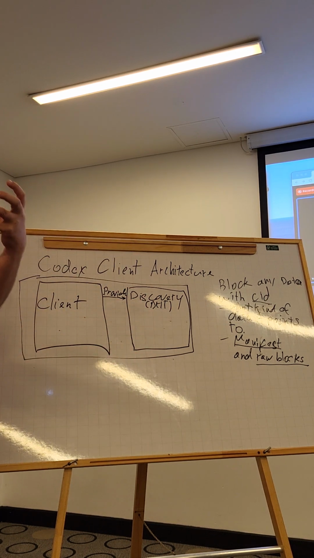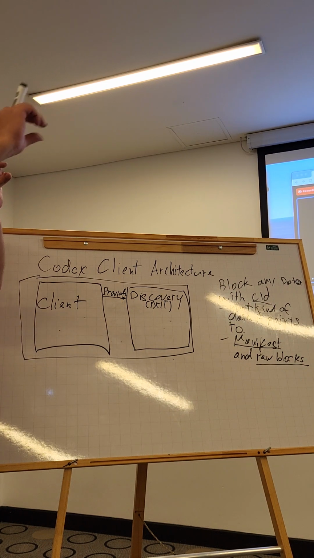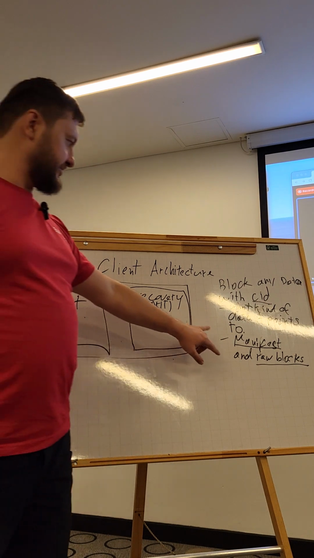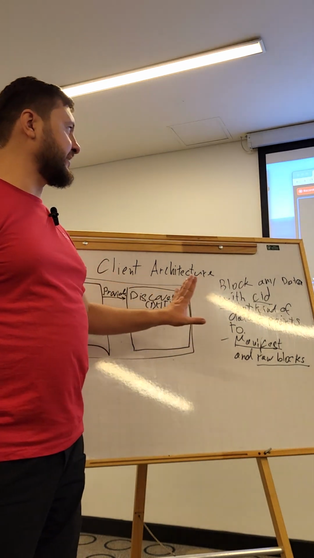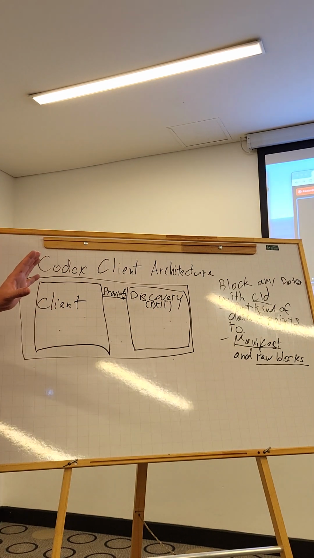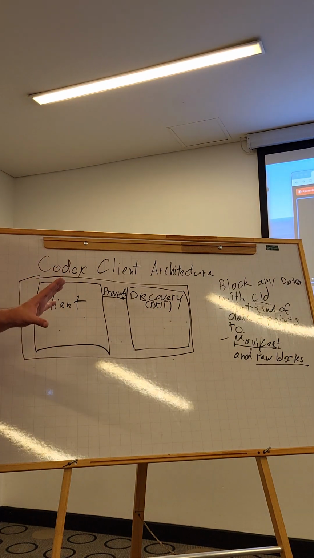For example, a manifest could contain a manifest. I don't want to get ahead of myself here, so let's just stick with this. The CID tells you what sort of data you're looking at, which in this case is either a manifest or a raw block. A manifest contains pointers to raw blocks or potentially other manifests.